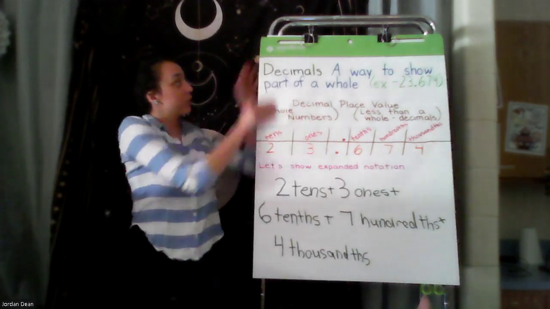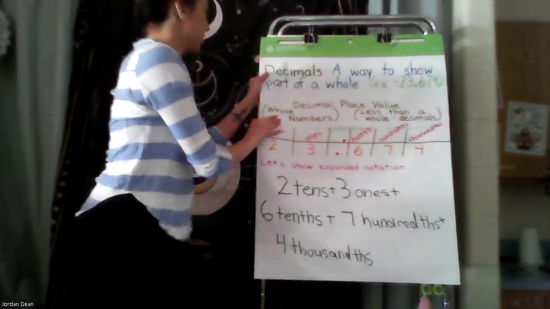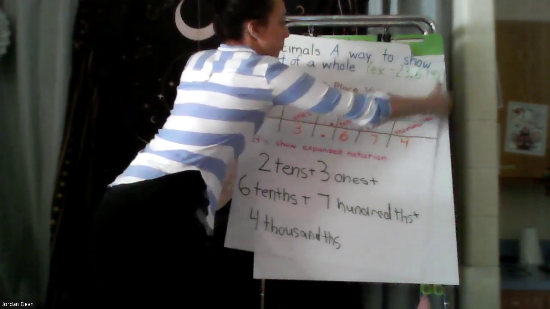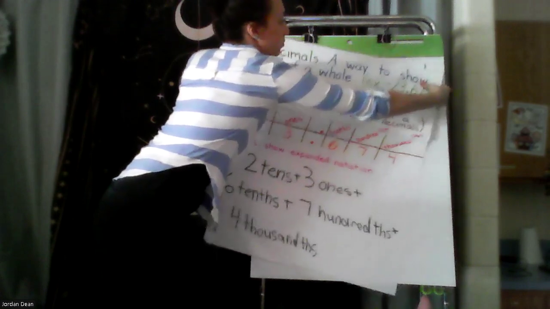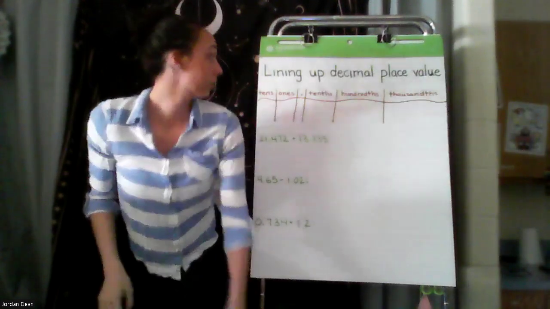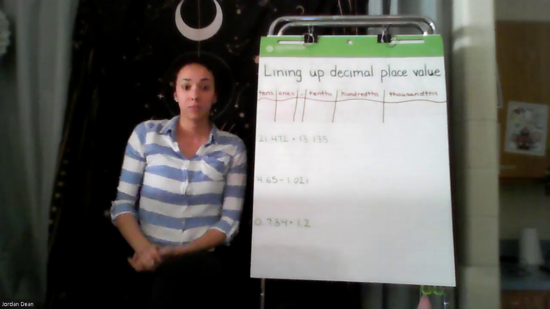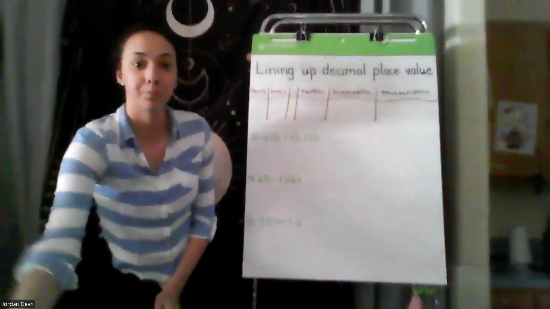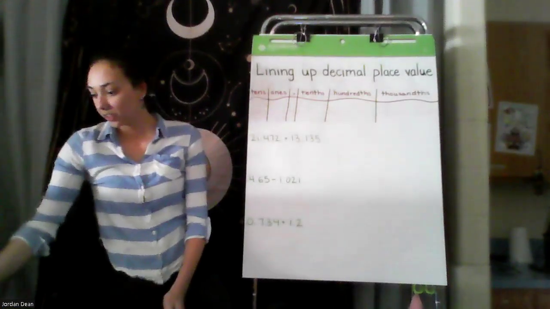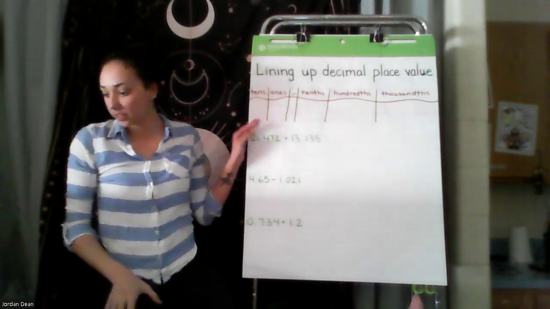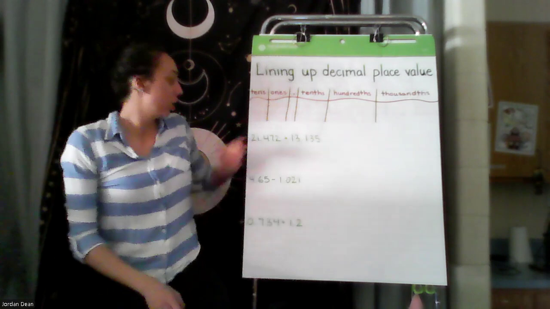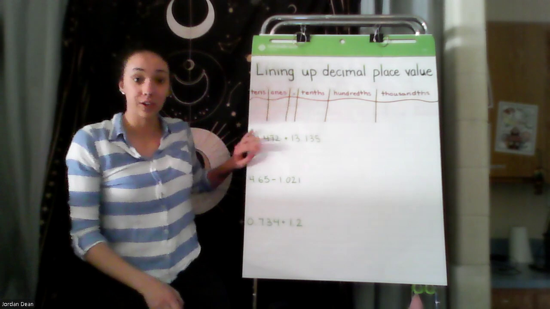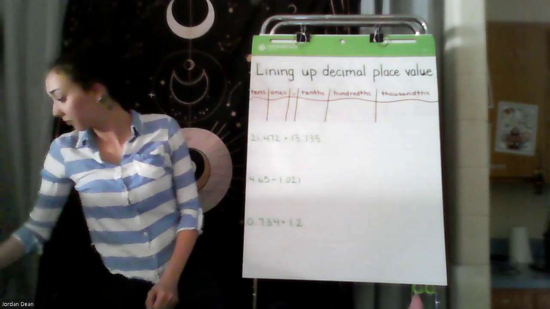Our next step is going to be to line up our decimals. So when we're lining up our decimal place value, we can use our place value chart. So the first thing we're going to do is place the numbers in our chart. So when we're adding and subtracting, we can line up our decimals in their place value. So we're going to practice with a couple problems.